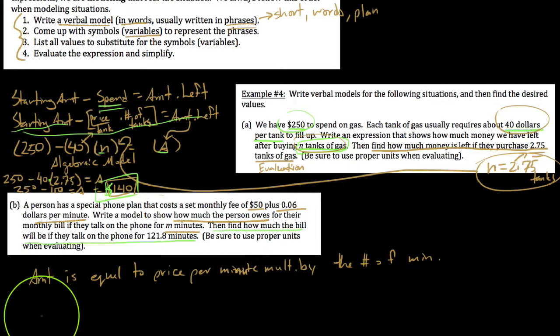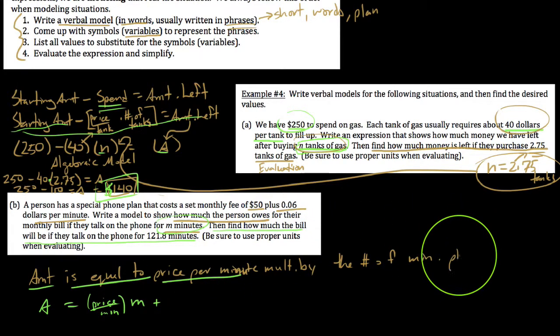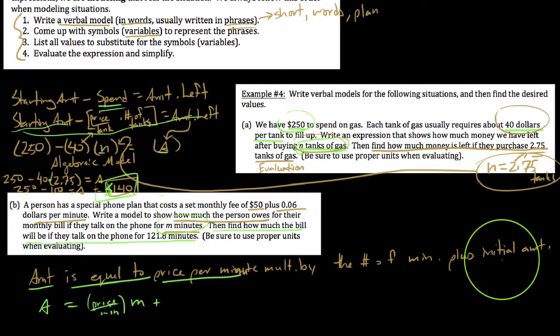And so now we're going to pick this apart. Again, we're going to say, let's do variable values. We say the amount, let's use A, is equal to the price per minute multiplied by the number of minutes. And we say the number of minutes, we're going to use M. And then, oh, we forgot about this: equal to the price per minute multiplied by the number of minutes plus the initial amount. So this means also that we have to add on the initial $50.